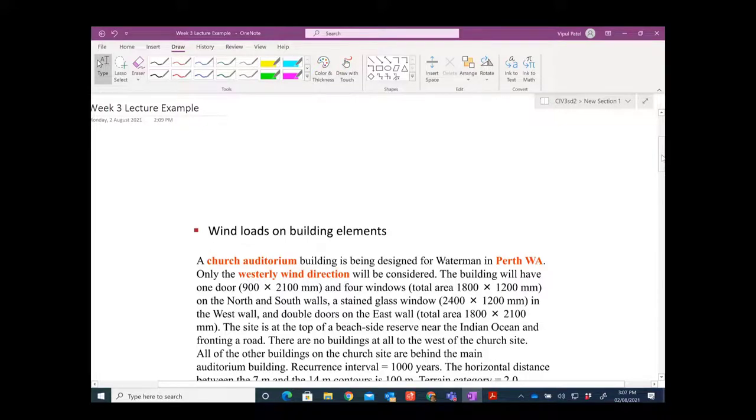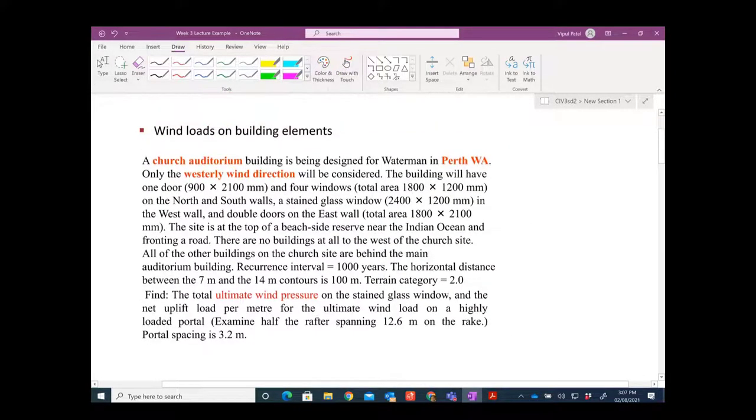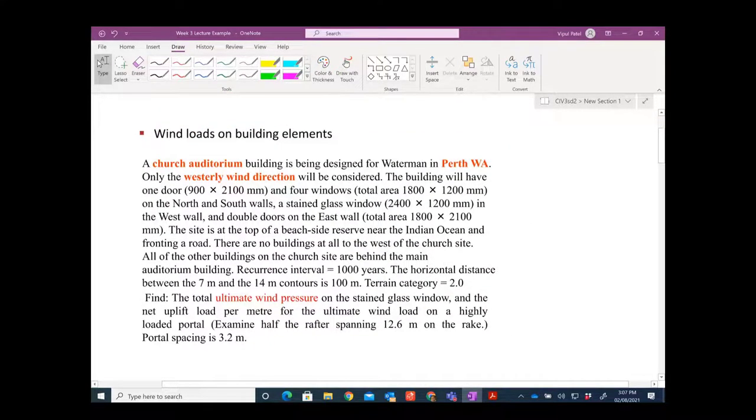Divided these examples in two parts. So today we are just going to take you through these examples halfway through, where we demonstrate the calculation of site wind speed or design wind speed.